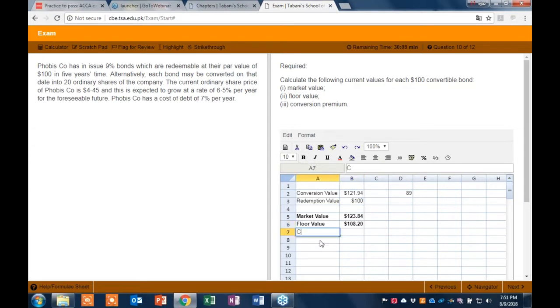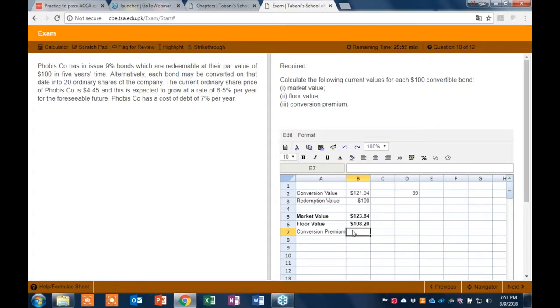Now it's time to calculate the conversion premium. Conversion premium is actually the difference between the current conversion value and the market value. This is the current conversion value, that is without any growth. Though it's not the case, if the conversion takes place today, each share will have a price of 4.45, and multiplied with 20 will give us a value of $89. So this is the current conversion value.